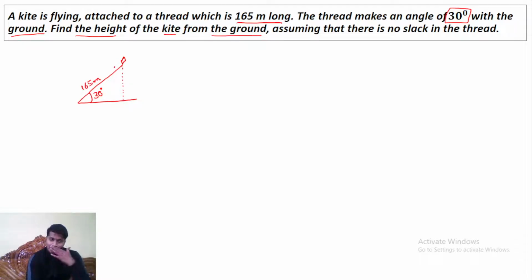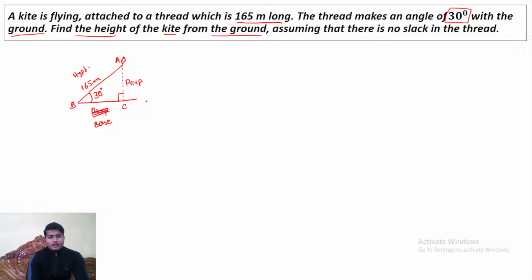Now let us name the points. Suppose this point is A, this is B, and this is C. Here we are getting a right angle triangle. Now since ABC is a right angle triangle, this is our hypotenuse, this is our perpendicular, sorry, this is perpendicular, and this gives us the base.